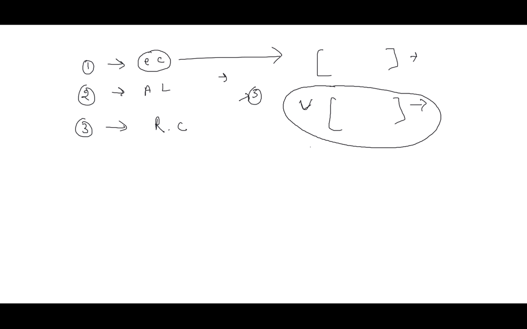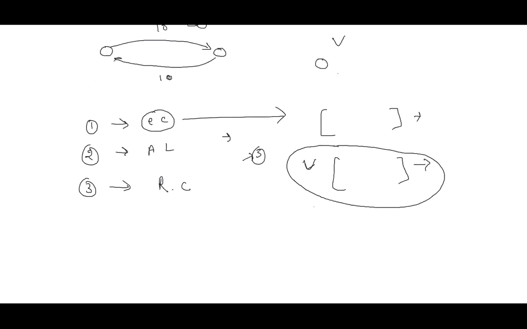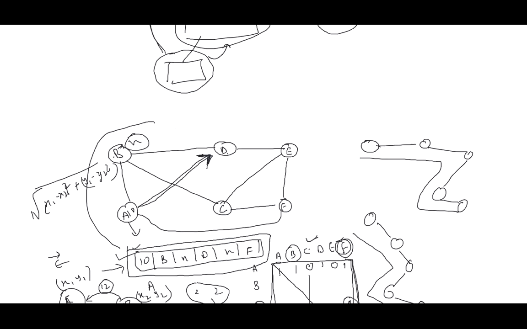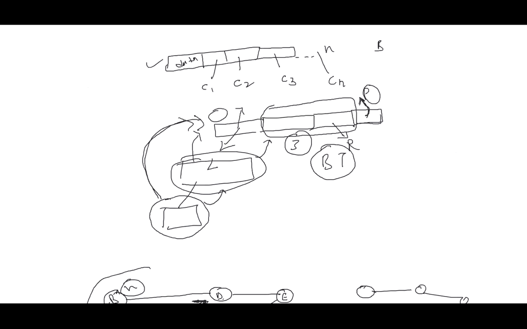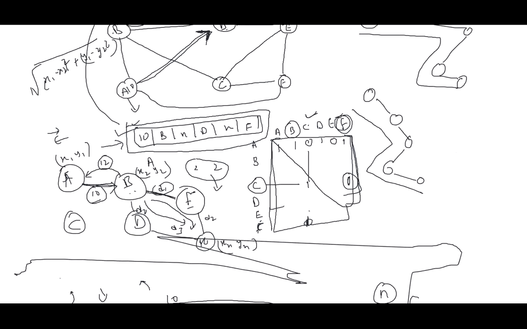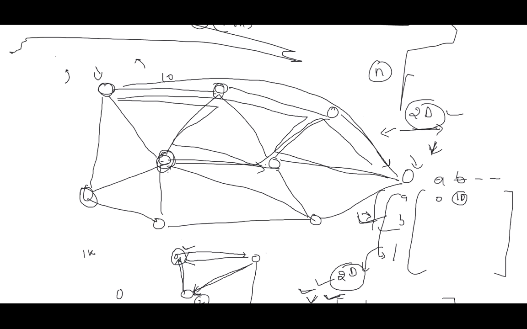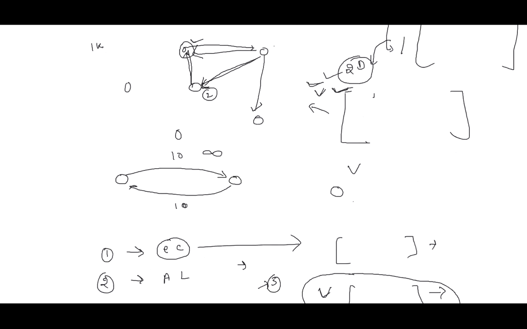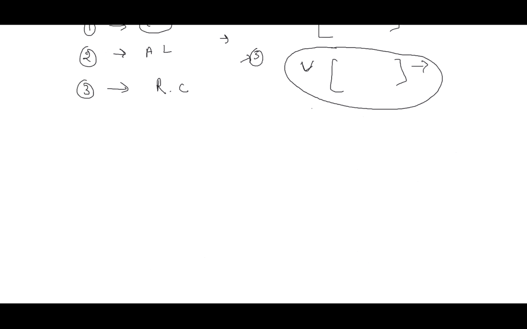Okay, so I think I covered most of the basic things. Let me check if anything is missing. Yeah, so I have explained the matrix representation and the linked list representation, and I have covered almost all the things. Okay, great.